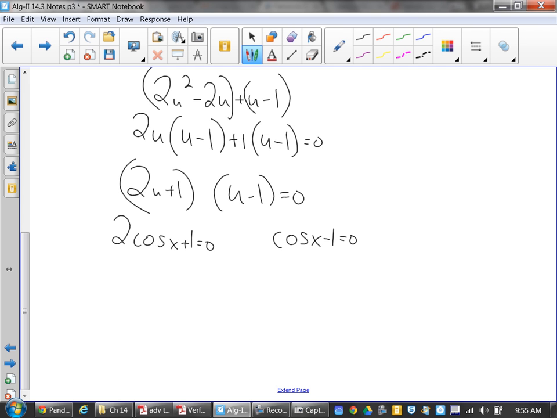So these are asking you, where is the cosine value? What angle has a cosine value of negative 1/2? And what has a cosine value of 1? Mike? I got it. Are we writing it in radians? Yeah, just go right to radians in these, okay?